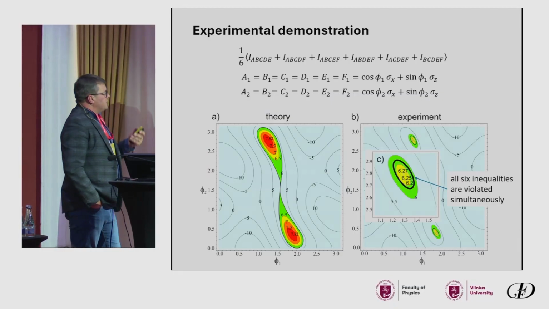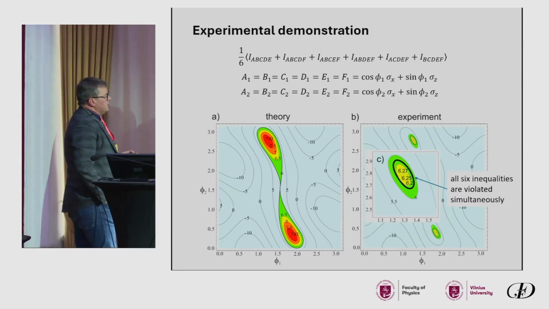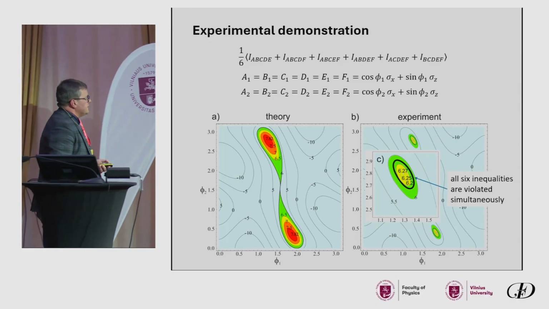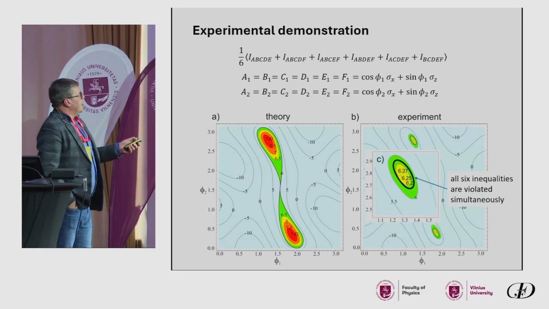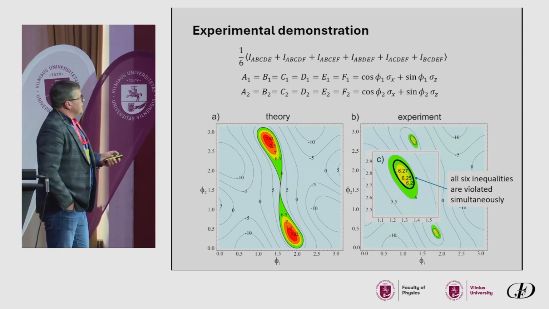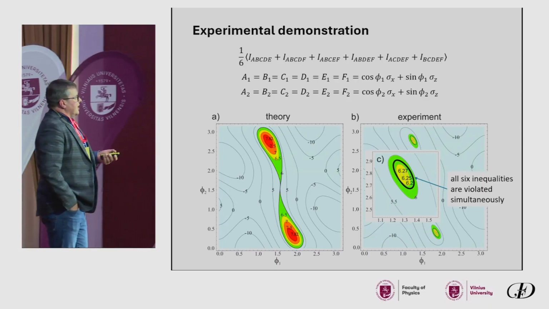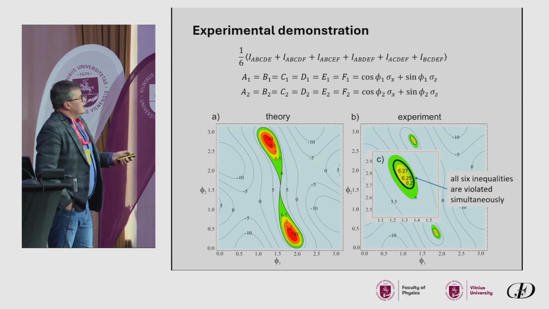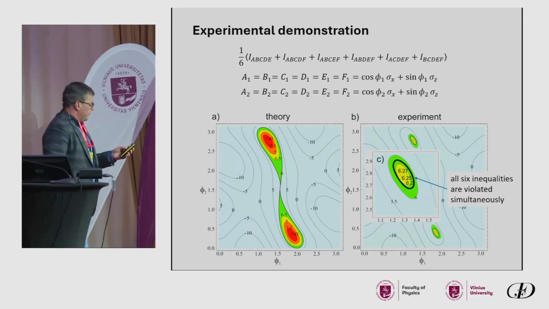And here in the picture, you can see how the violation of this inequality depends on measurement settings. In the ideal theoretical case, the region where we observe polygamy is colored. Due to some experimental imperfection, the region is a little bit smaller, but still significant.